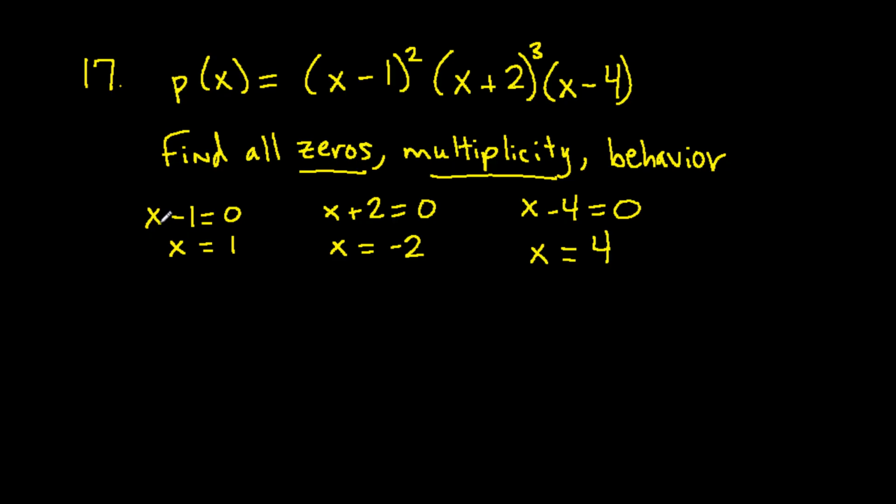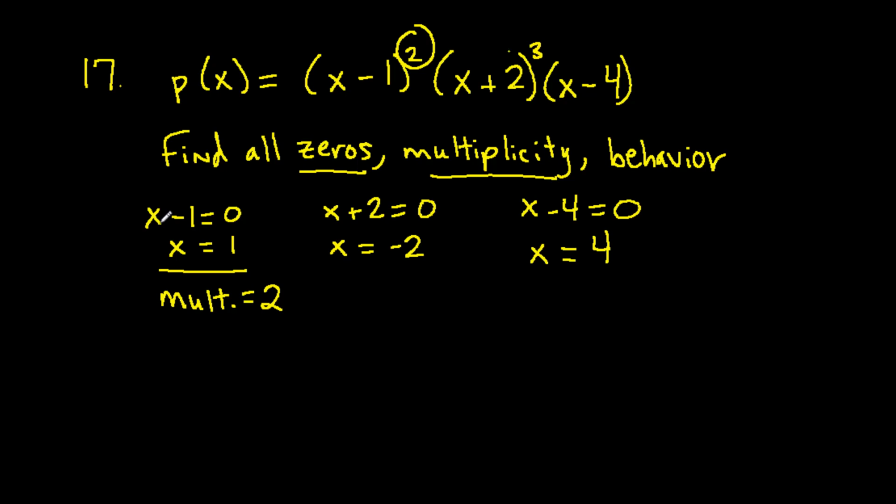Now, multiplicity means how many of those zeros did we get? And we can find that out by the exponent. So this is really x minus 1 times x minus 1, if we have x minus 1 to the power 2. So that means if we set both of those equal to 0, we would get this 0, x equals 1. Its multiplicity is 2.